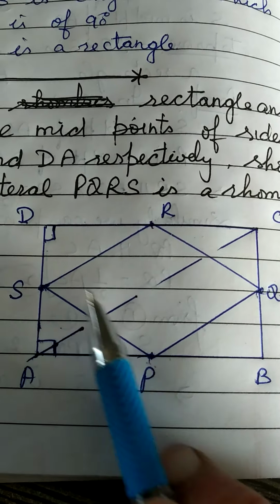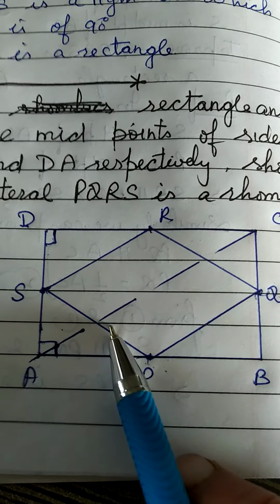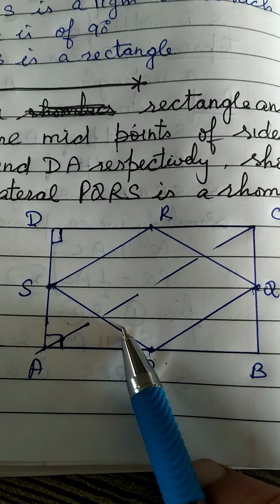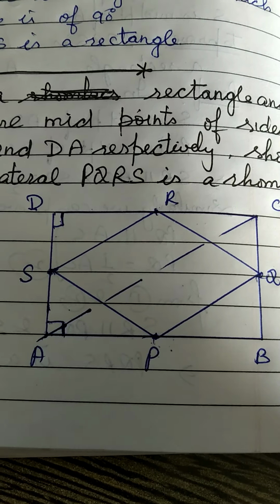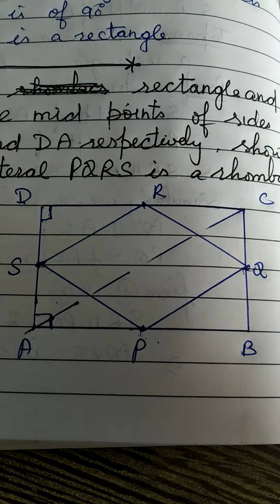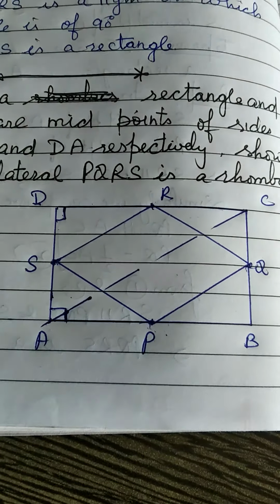Now PQRS is a parallelogram in which adjacent sides are equal. It means that PQRS is a rhombus. This is how we are to do this question.